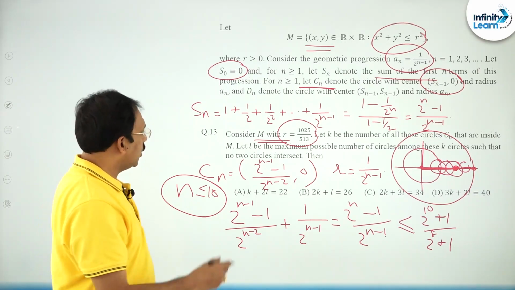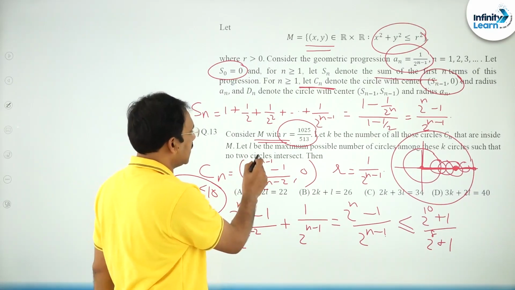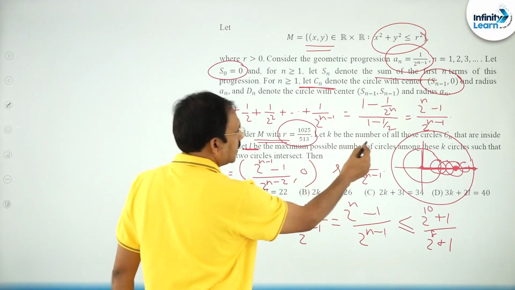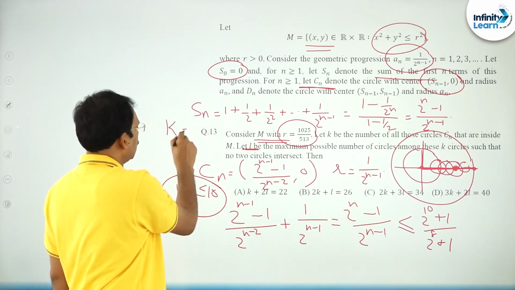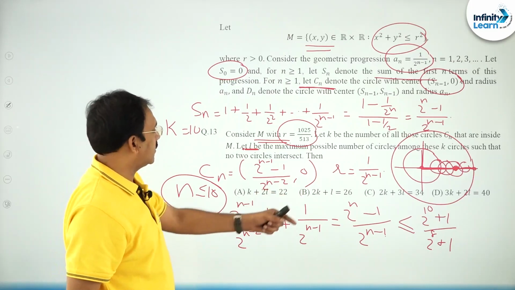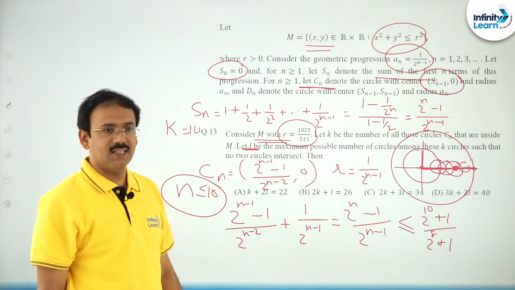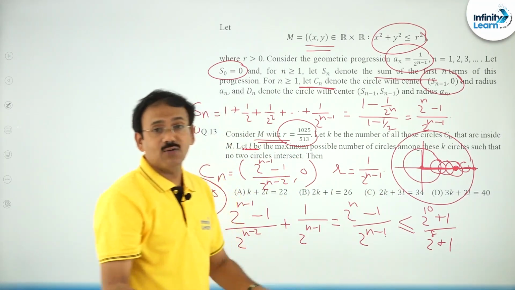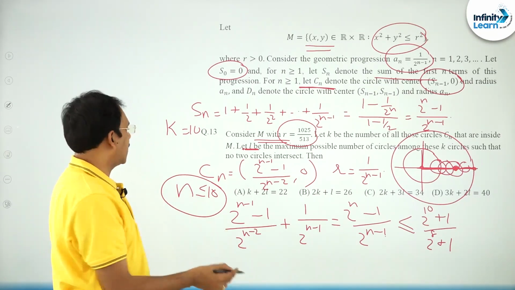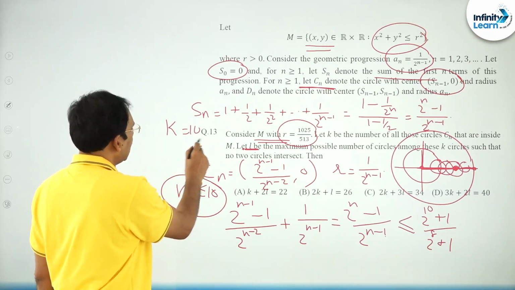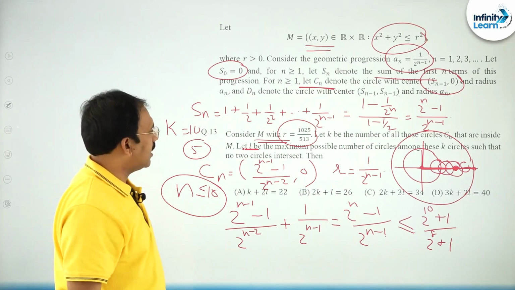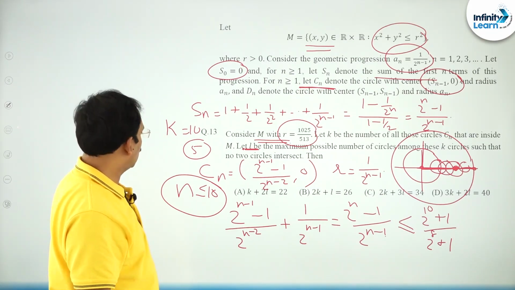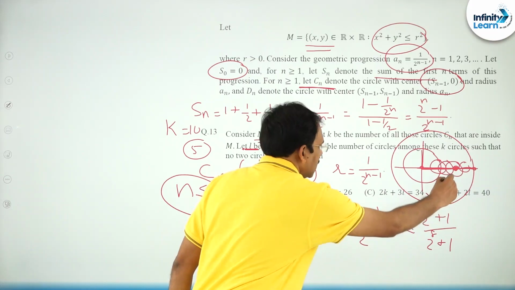And in the same way, the next part is given as L, and K is the number of circles inside, so K is equal to 10. L is the number of circles such that no two circles intersect. You have to take alternate ones. If you take alternate ones here, they are not going to intersect. So you can take 5 circles of that kind, and the other number is going to be 5. So 10 and 5 you can give in the options. You can see that 3K plus 2L is going to be 40. This is the answer.